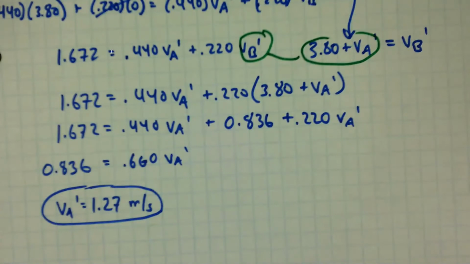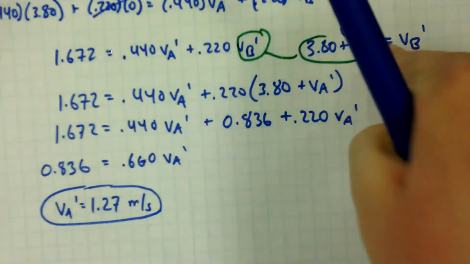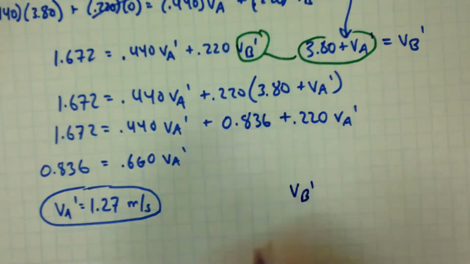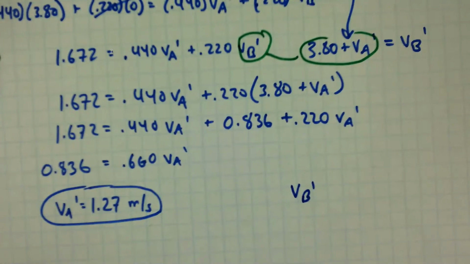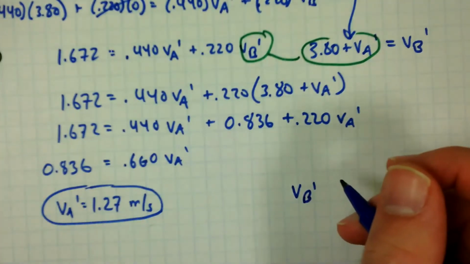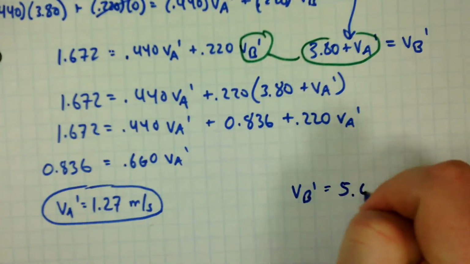And then we have to finish it up how? Because we don't just have one answer, we gotta have both. Becky, how do I finish off? Plug that in back here, yep. So if I add 3.8 to it, I've got what, 5.07.